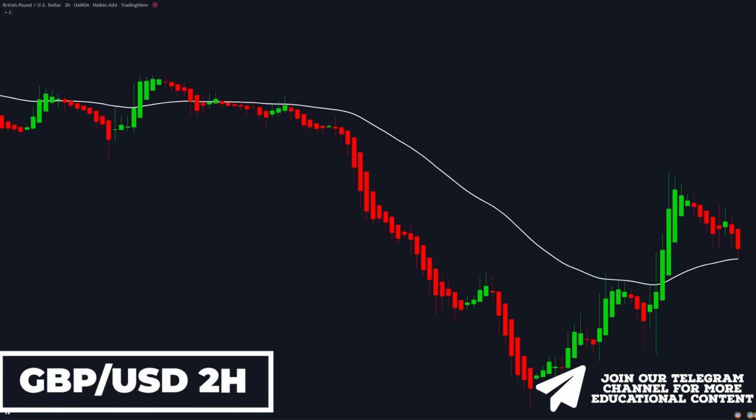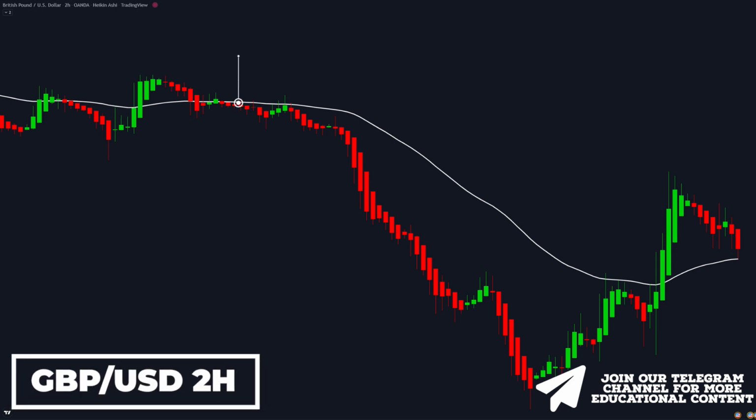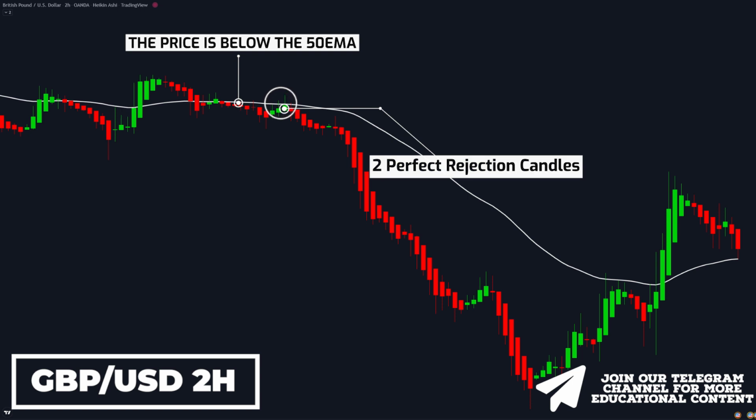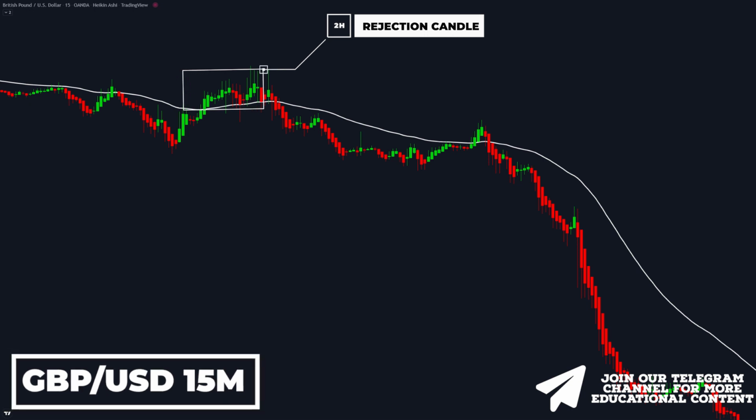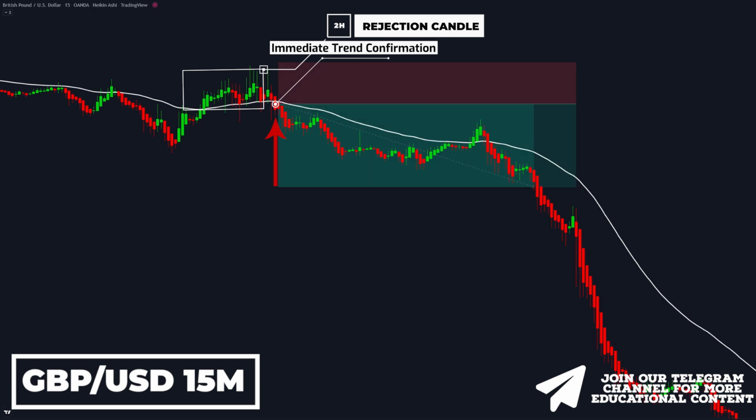Here's pound dollar and, as we can see, the price is below the 50 EMA and we have two perfect long wick rejection candles. At this point, let's go down to the 15-minute time frame to catch a confirmation of our immediate trend. So, here's the 15-minute time frame, and, as you can see, the price breaks below the 50 EMA right here, enabling us to enter the trade short with a stop loss above the previous swing high, and target 2-for-1 risk to reward. As you can see, then the price easily went in our direction, showing an immense drop.